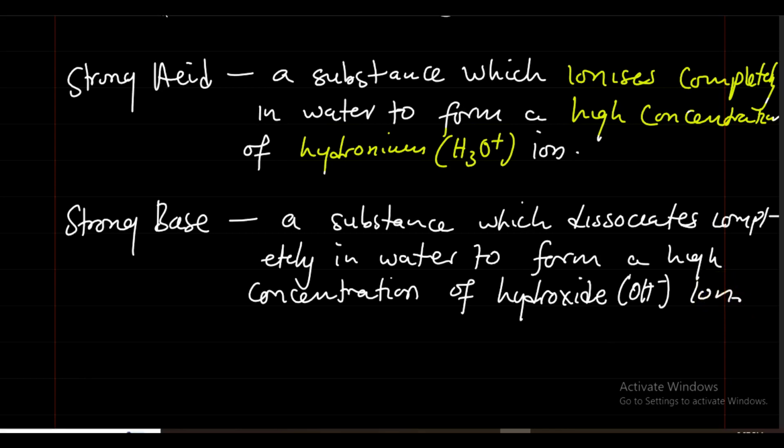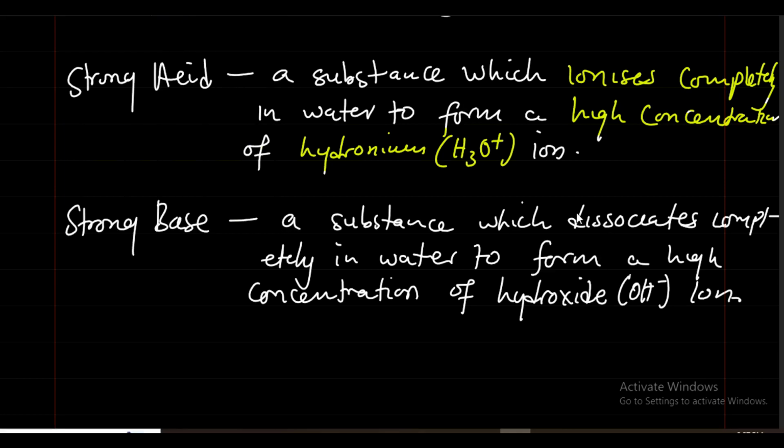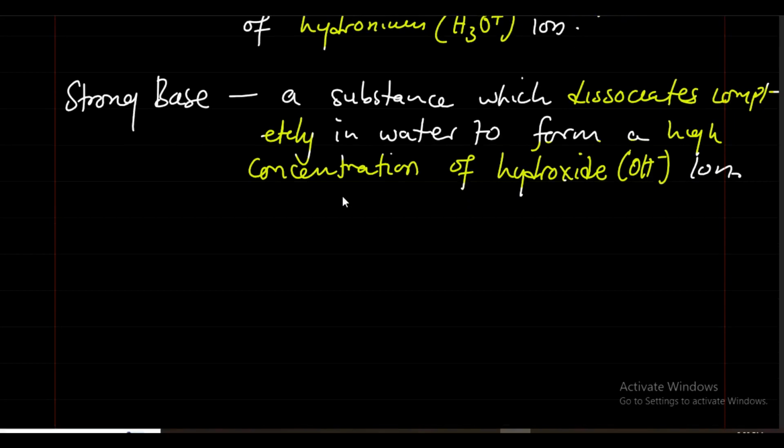Okay, another keyword that you need to look at: strong bases do not ionize. They dissociate only, right? And they dissociate completely in water to form a high, also a key point, high concentration of hydroxide ion. Okay, so let's go to weak acid and weak base.